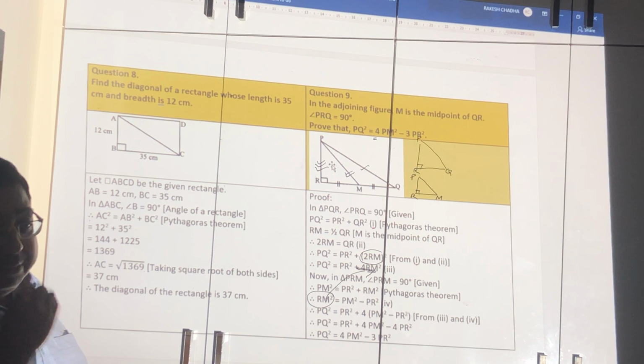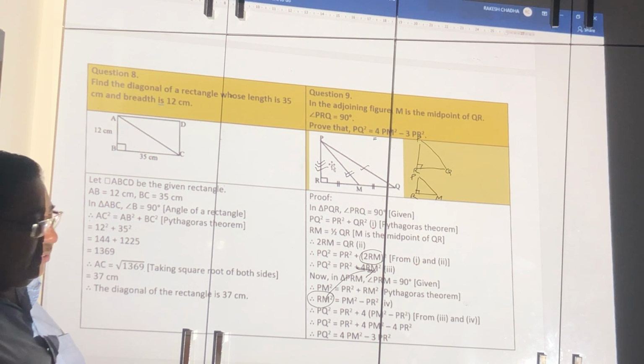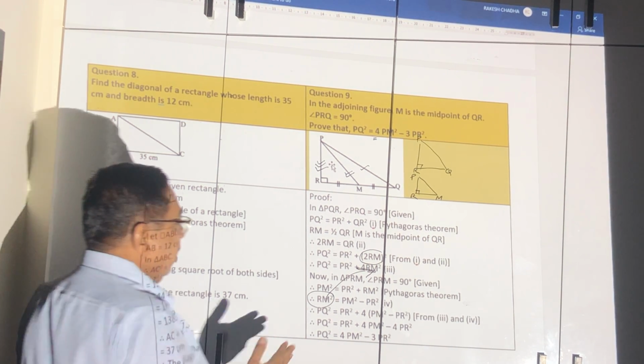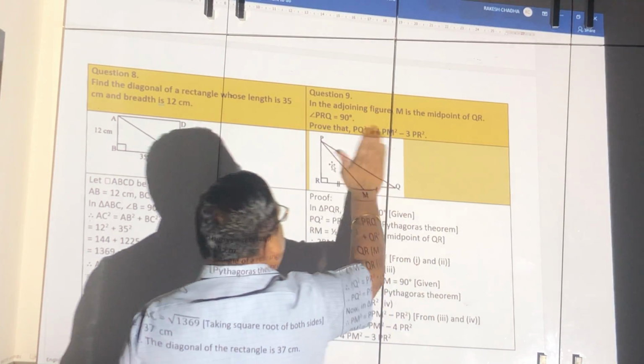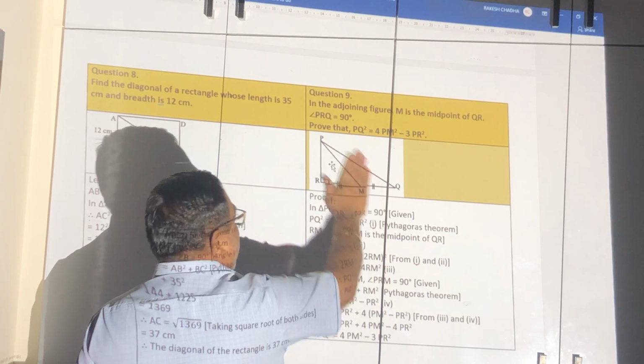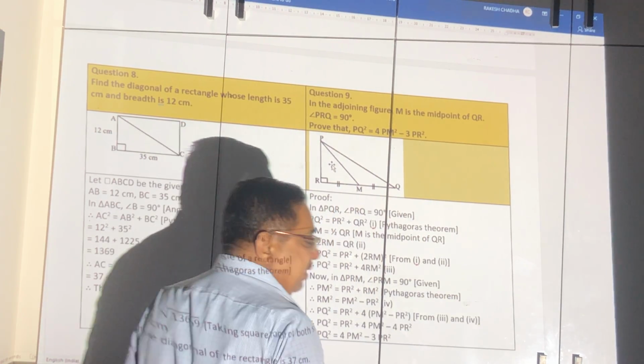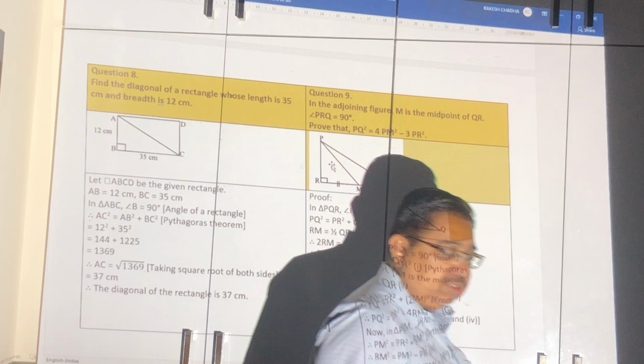Please practice it 3 times in a notebook, with paper, pen, pencil. Don't try to do it orally. I give you the steps to remember. So 2 triangles. Get RM, substitute RM in the big triangle, and your answer will come. This was worth 3 marks.